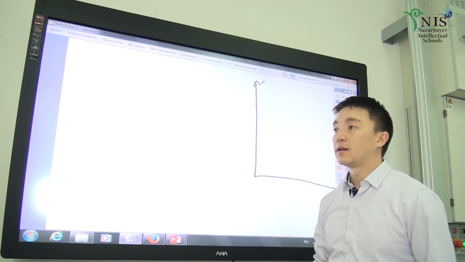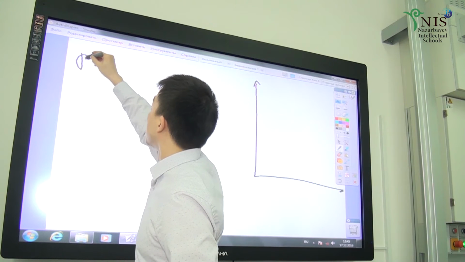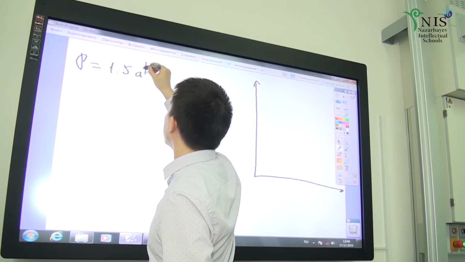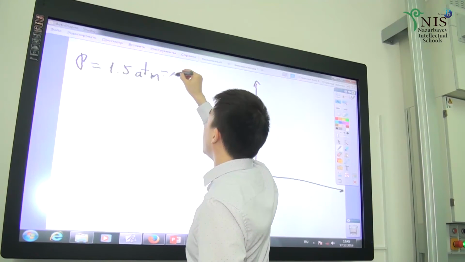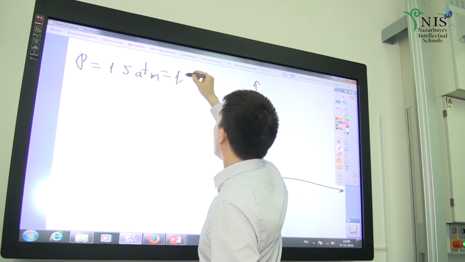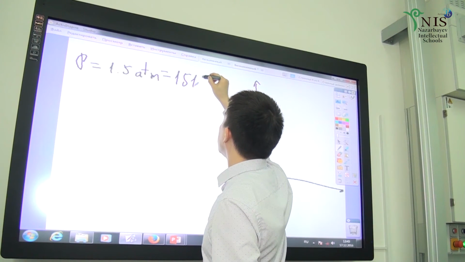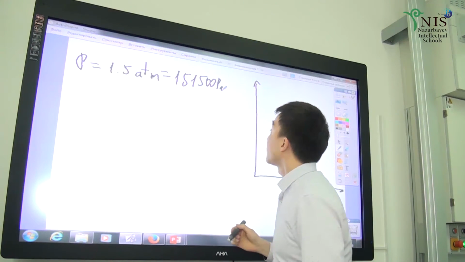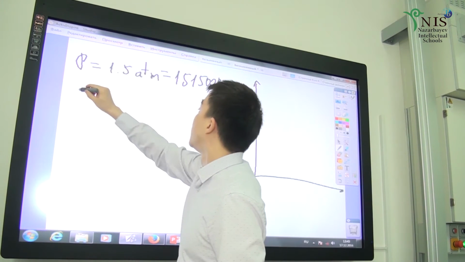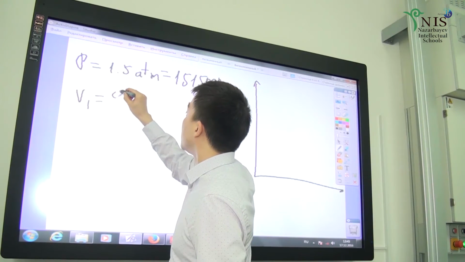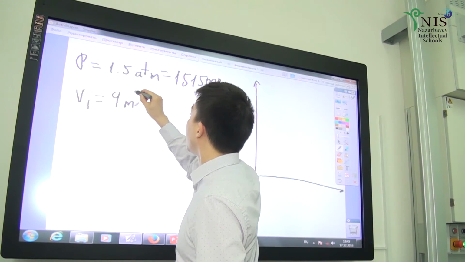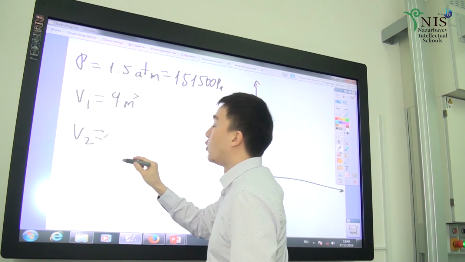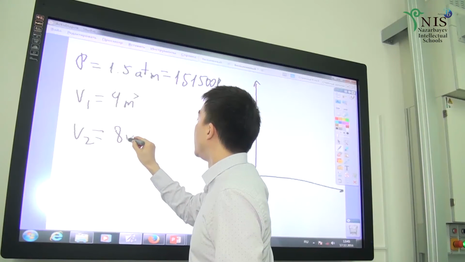According to the task, we have a pressure equal to 1.5 atmospheres. It's equal to 151,500 Pascal. And volume 1 is equal to 4 meter cube. And as our gas expands twice, volume 2 is equal to 8 meter cube.